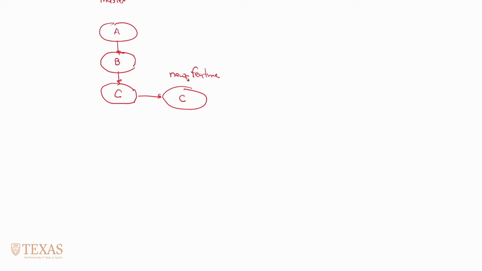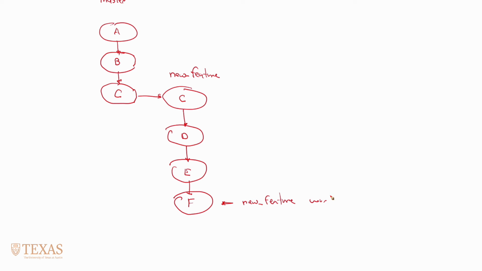Okay. But the new feature is going to be much larger than just a single commit, because we're going to make incremental commits on the way as we make changes. Okay. And what we want to do, these intermediate commits, say D and E, right? Say we get to a point where F is our new feature works, so we've tested it. Everything works well.